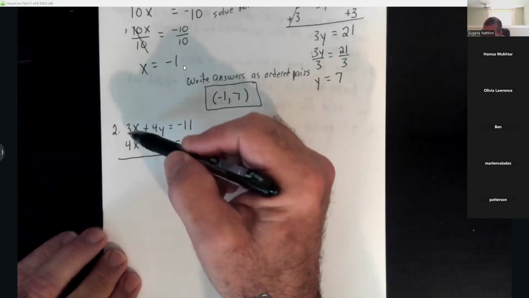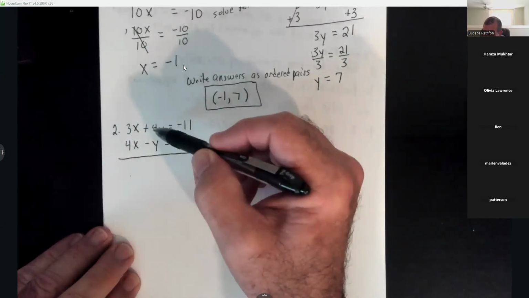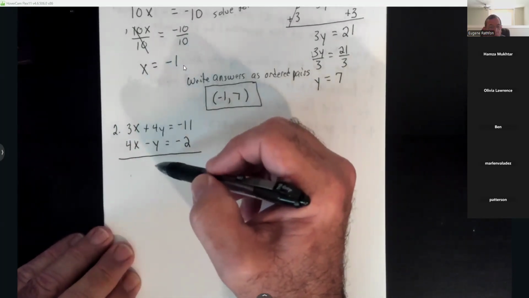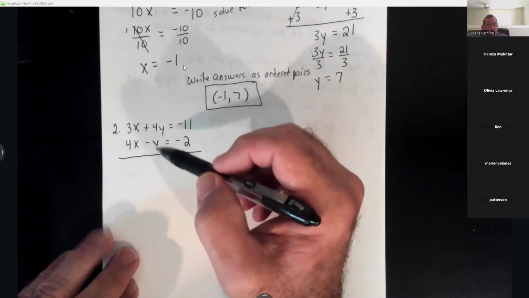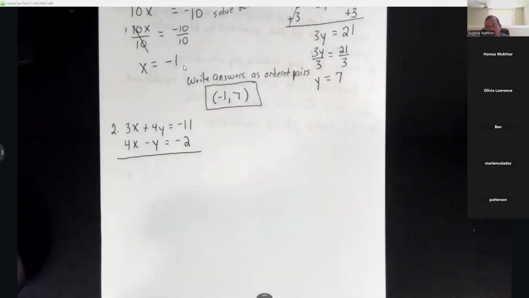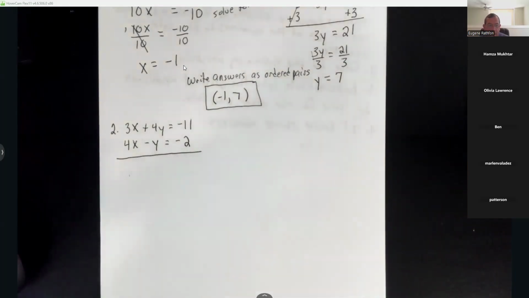So y'all look here, if I add these together, 3 and 4 give me 7. 4 minus 1 give me 3y. So none of my variables is canceling out when I add them. So I might have to change one or both of my equations in order to get them to cancel out.